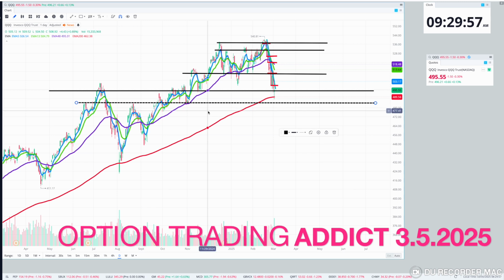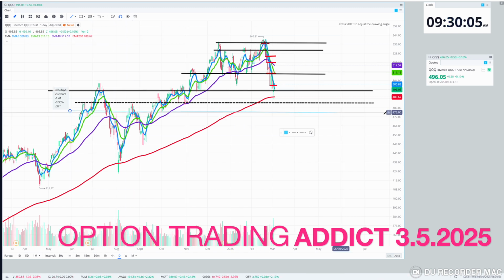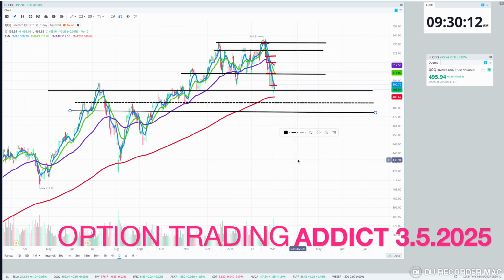So the next level down from there would be 476. So I can go ahead and draw that on, just so I can already have it on the chart. All right, so I don't have to think about it when I'm on the lower time frames. I can already have it.